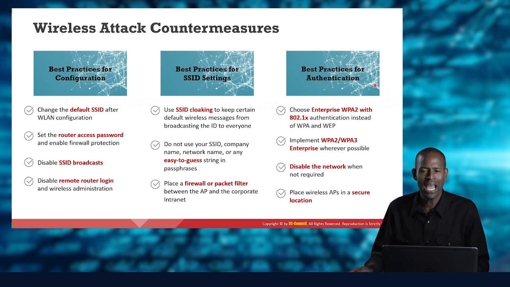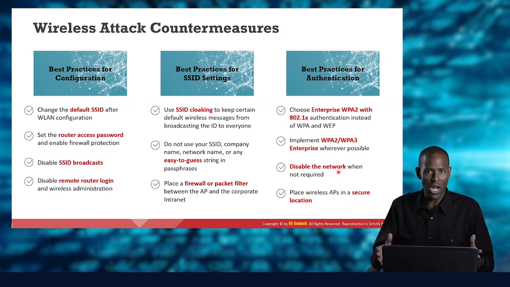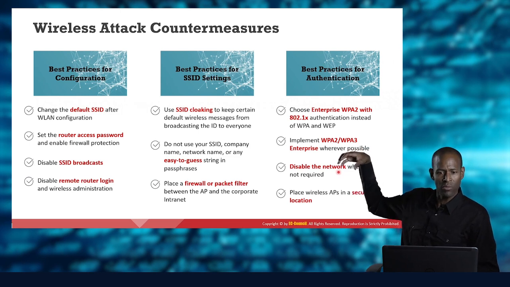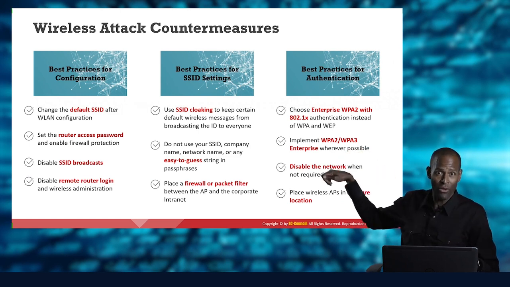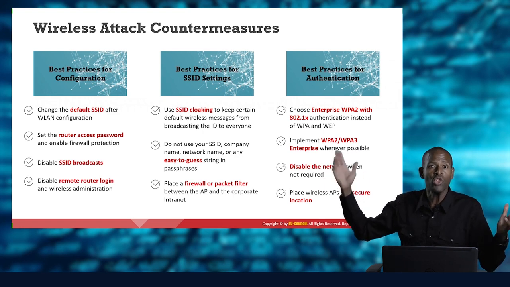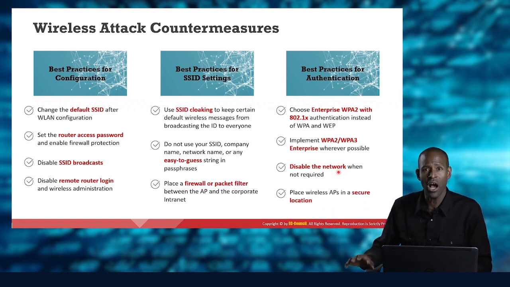Next thing we look at is some best practices for authentication, right? Use the highest level of authentication. Use enterprise mode with 802.1x when you can. If you can get to WPA3 and get every device on WPA3, do it. Disable the network. If you're not using it, turn off the Wi-Fi. If you have an office and you have your DSL modem here and you have your laptop wired into the DSL modem and you don't use Wi-Fi, turn it off. It's just an attraction for attackers. Put it in a secure location so people can't get onto it.